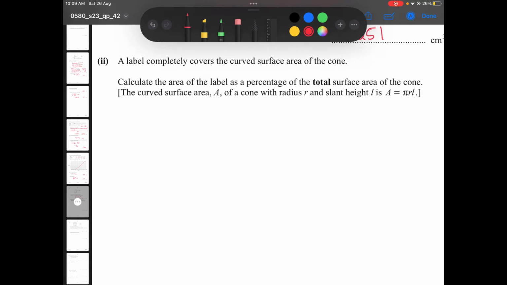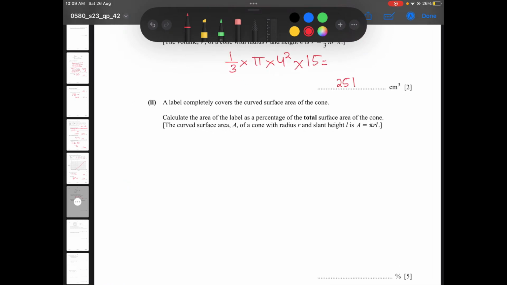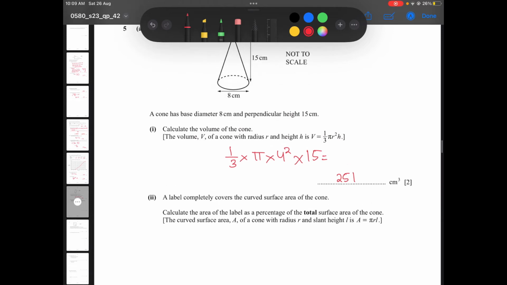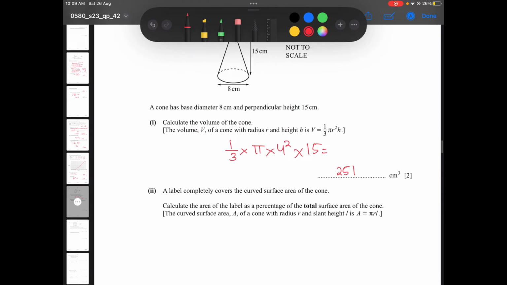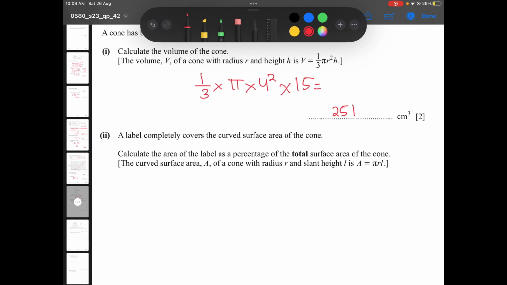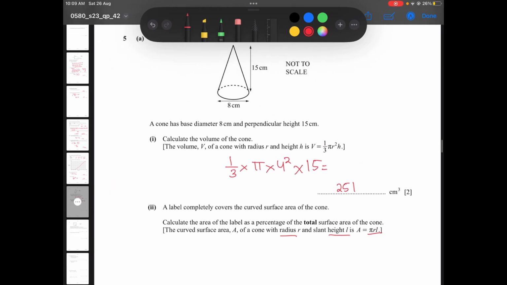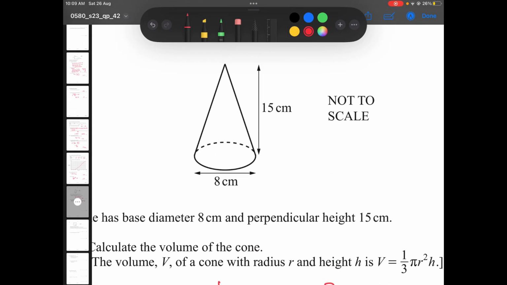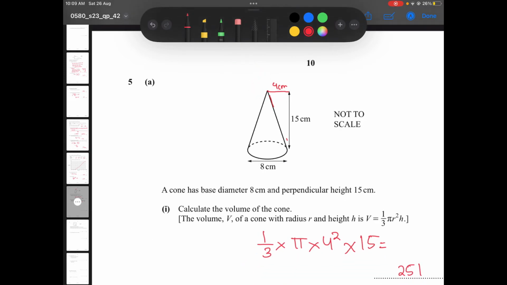A label completely covers the curved surface of the cone. Calculate the area of the label as a percentage of the total surface area of the cone. So it only covers the curved surface and not the bottom surface, so we have to find the curved surface area. The curved surface area is basically pi RL, where r is the radius and L is the slanted height. Now to find the slanted height, we can use the Pythagoras theorem. So as we know that this is going to be 4 as the radius, so we have to find this length, and then we have to find the area and divide that area. On the denominator we would have this area plus the bottom area, which is going to be pi into 4 squared.